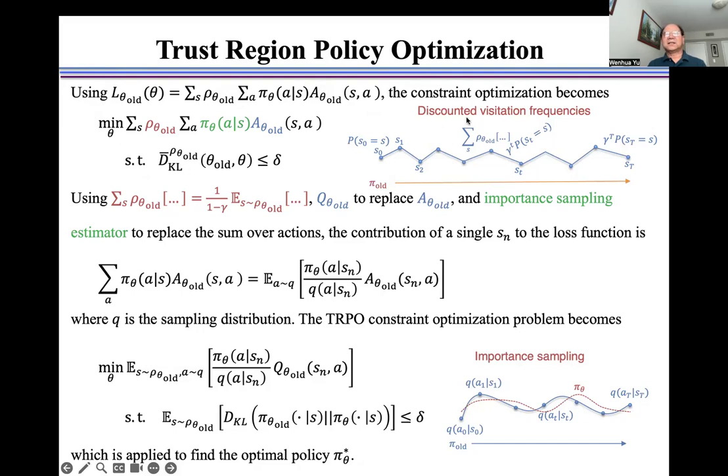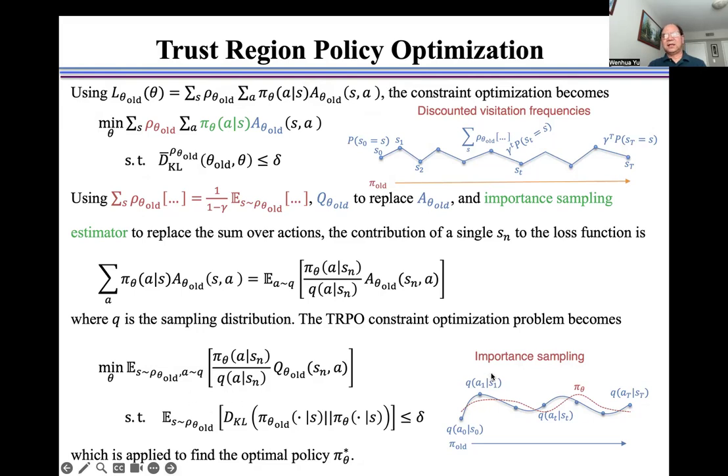And this is the discounted visitation frequencies as shown here. Using this definition, we use Q theta old to replace A theta old and an importance sampling estimate to replace the sum over actions. The contribution of a single s_n to the loss function is defined as here, where q is the sampling distribution. The TRPO constrained optimization problem becomes this final formulation.